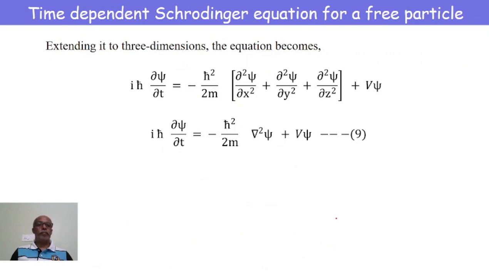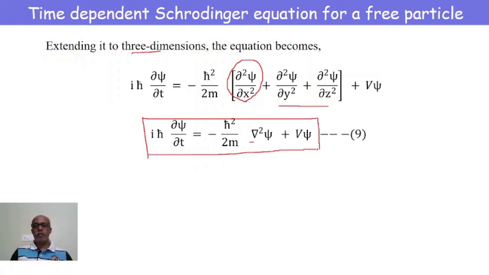Now, if we extend the same to 3 dimensions, it becomes i h cross d psi by dt is equal to minus h cross square by 2m into, in the previous slide we had only d square by dx square, now because of three dimensions, plus d square psi by dy square plus d square psi by dz square is included, plus V of psi. This is the only difference you can see here. Therefore, it becomes i h cross d psi by dt equals minus h cross square by 2m into grad square psi plus V of psi. This is the time-dependent Schrodinger equation of a particle in three dimensions.